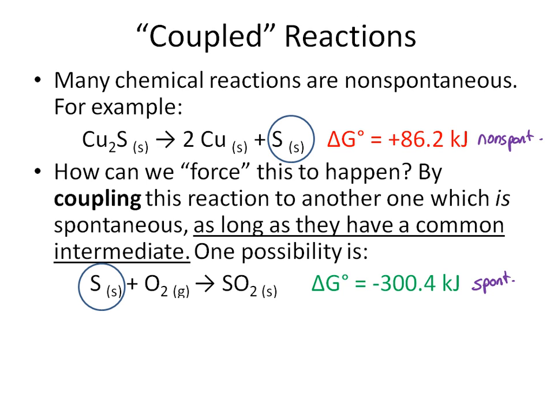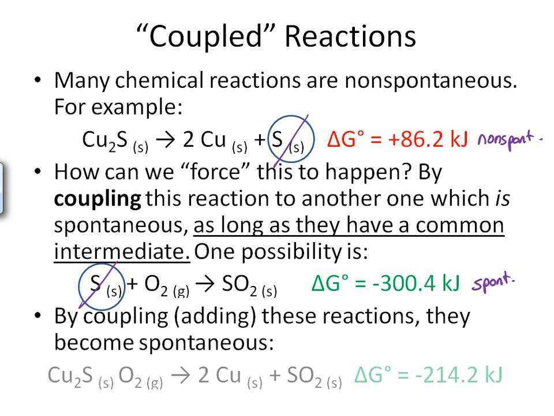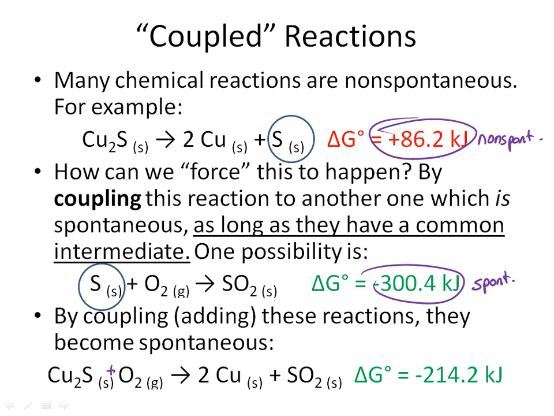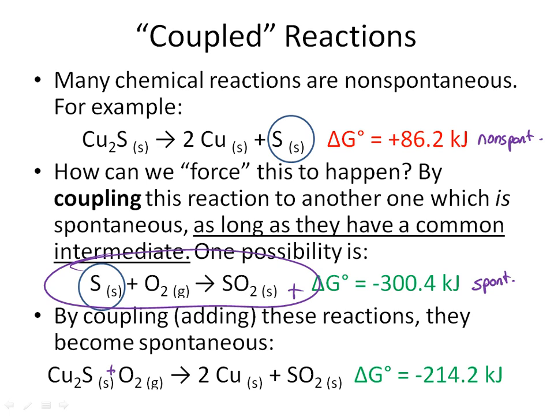So I think you remember that if we go to add these reactions up, then anything that's on both sides cancels out. And so our overall reaction is going to be copper(I) sulfide plus oxygen turning into copper plus sulfur dioxide. And since Gibbs free energy is a state function, we can also add up the delta G's for just those reactions. If you recall, if we needed to double a reaction, we can do that too. And anyway, we come up with a new delta G of negative 214.2 kilojoules. So by coupling these reactions together, we are taking advantage of this reaction and using it to kind of pull this other reaction along.